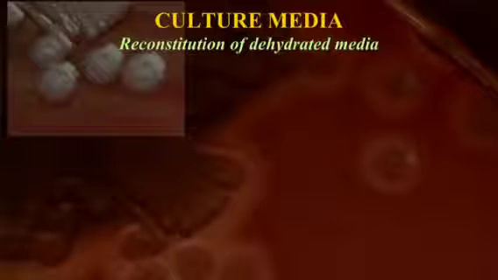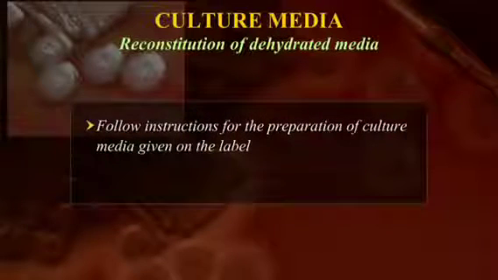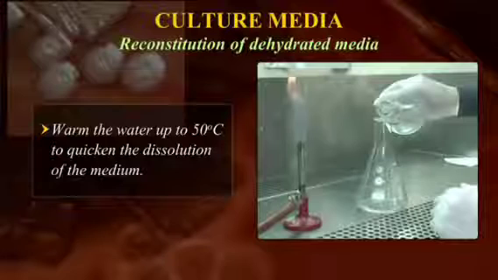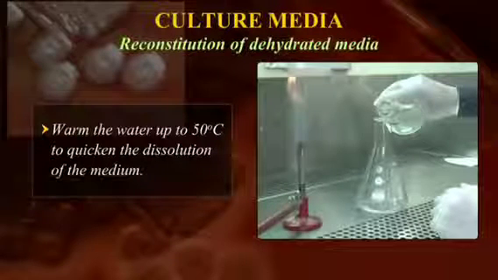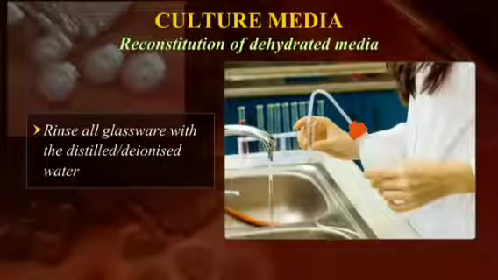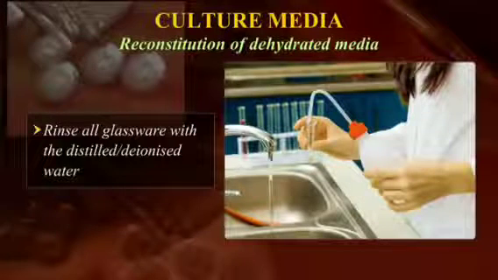Reconstitution of dehydrated media. Follow instructions for the preparation of culture media given on the label of each bottle. It is advisable to prepare 1 week's requirement only. Always use freshly prepared distilled or deionized water. Warm the water up to 50 degrees centigrade to quicken the dissolution of the medium. Rinse all glassware with the distilled or deionized water and make sure that the vessels are clean.